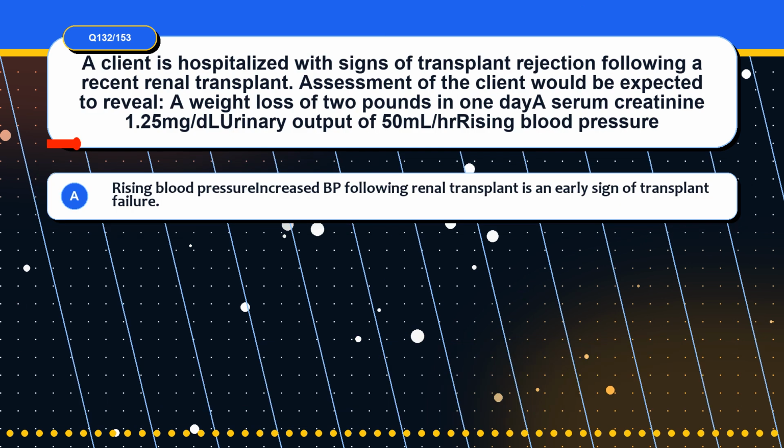Question 132. A client is hospitalized with signs of transplant rejection following a recent renal transplant. Assessment of the client would be expected to reveal a weight loss of 2 pounds in 1 day, a serum creatinine 1.25 mg/dl, urinary output of 50 ml/hr, rising blood pressure. Here are the options. Option A. Rising blood pressure. Increased BP following renal transplant is an early sign of transplant failure.